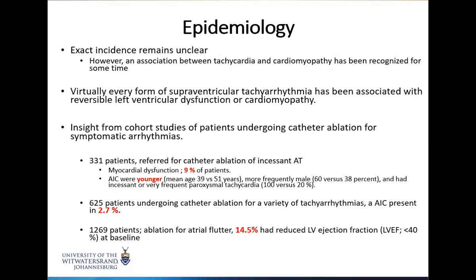The first one was a group of more than 300 patients referred for ablation of incessant atrial tachycardias. They found the incidence of depressed myocardial function to be just about 10%, and most of these patients were younger, frequently male as well. In this one, they found the incidence to be roughly about 3%, and the third one about 14.5%.